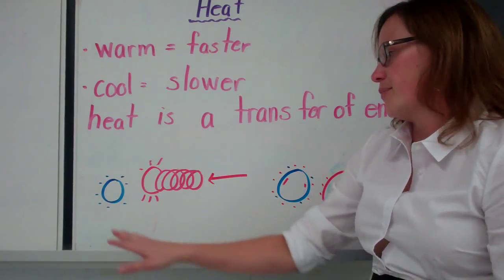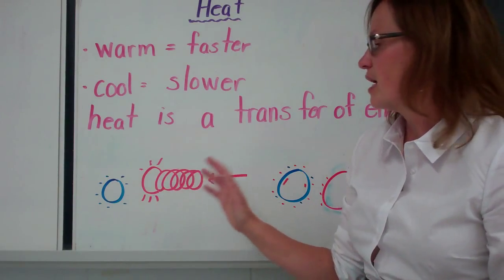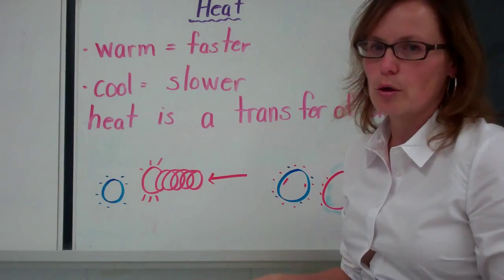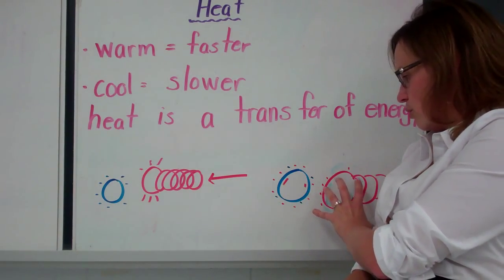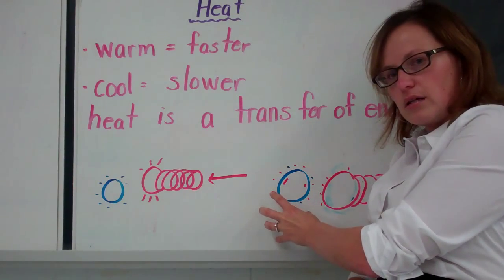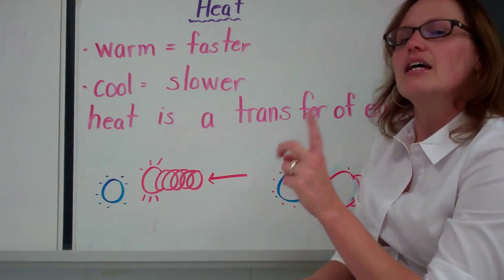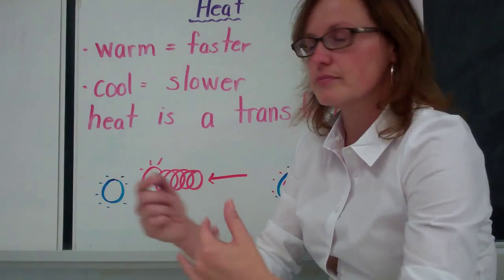So here's a little diagram. We have our cool particle, who's kind of hanging out, but he's still moving. And we have our warm particle. And it bounces against the cool particle, and there's a transfer of heat energy. So the warm heat energy transfers from the warm particle to the cool particle. Heat is always a transfer from warm to cool.